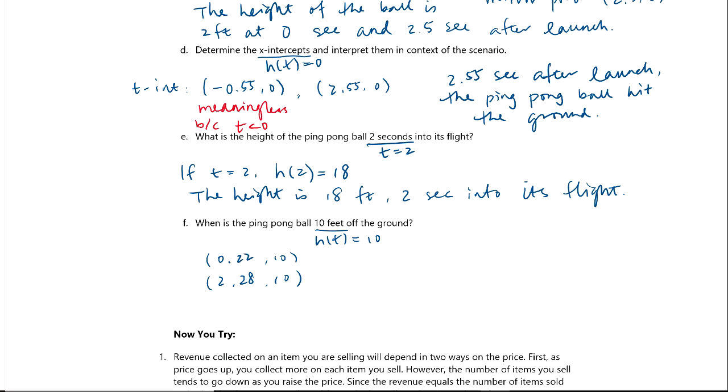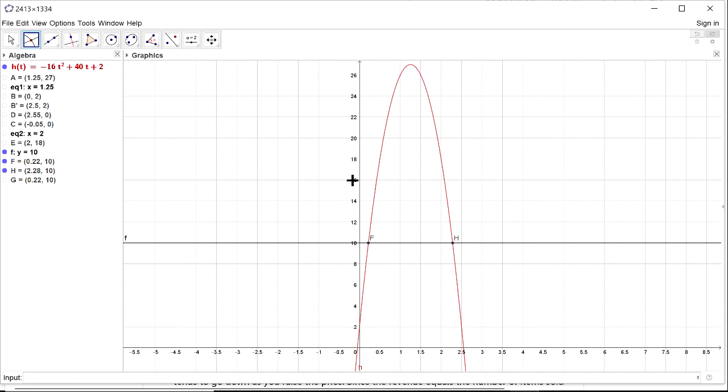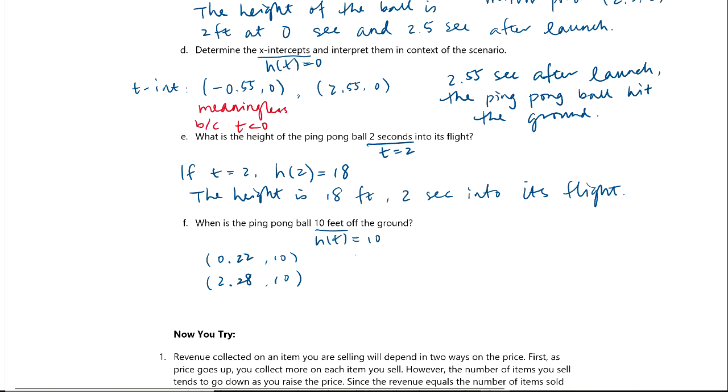With this information, we can answer the question and say if it's 0.22 seconds and 2.28 seconds into the flight, the ping pong ball will hit the height being 10 feet. And we can see exactly from the graph, it'll hit it twice because it hits it once going up and once coming back down to the ground. So we can say the ball hits 10 feet 0.22 seconds and 2.28 seconds into the flight.